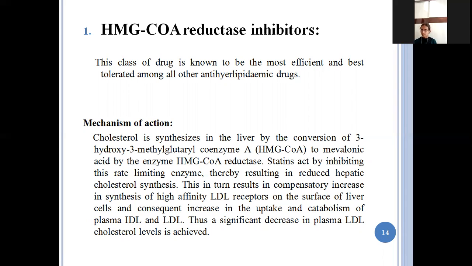So here, the mechanism of action is to avoid the formation of cholesterol in the body. How is cholesterol formed in the liver? By conversion of HMG-CoA to mevalonic acid using the enzyme HMG-CoA reductase. So if we use the HMG-CoA reductase inhibitors, they will inhibit the synthesis of cholesterol in the liver. So this is the mechanism of action.